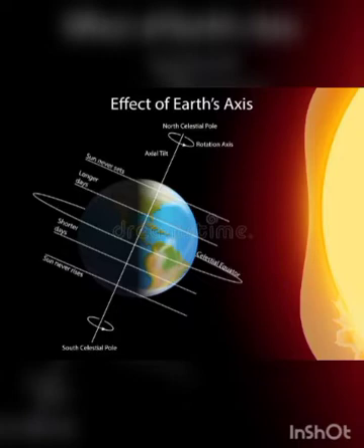Okay, fine. Now listen here. The orbit of the Earth is not circular. It is elliptical in shape. The Earth completes one revolution in 365 days or 1 year and 6 hours. So, the Earth takes 365 days and 6 hours to complete one revolution.